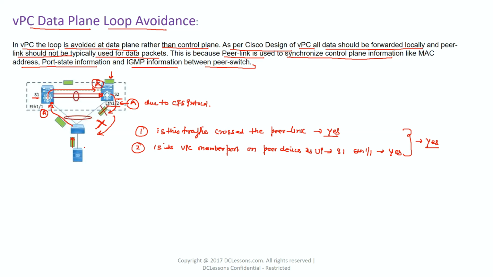The only exception is when a VPC member port goes down, right? So both VPC peer devices will exchange the member port status and will program the VPC loop avoidance logic, and thus the VPC peer link will be used as a backup path.